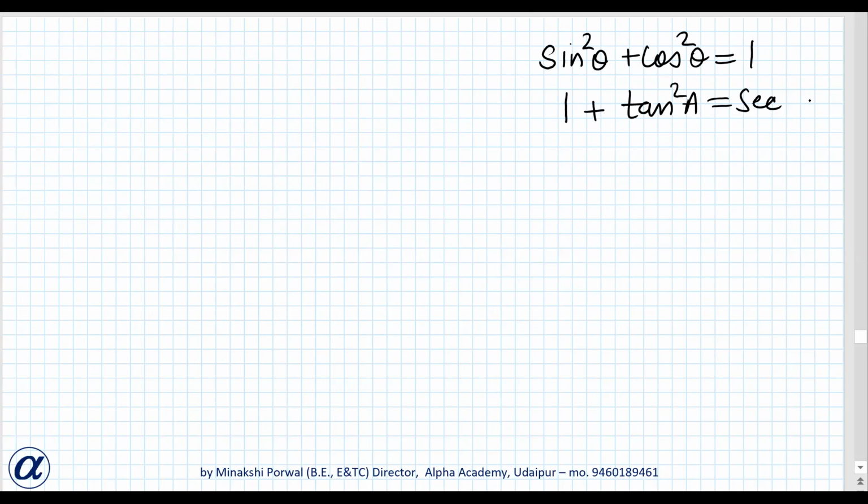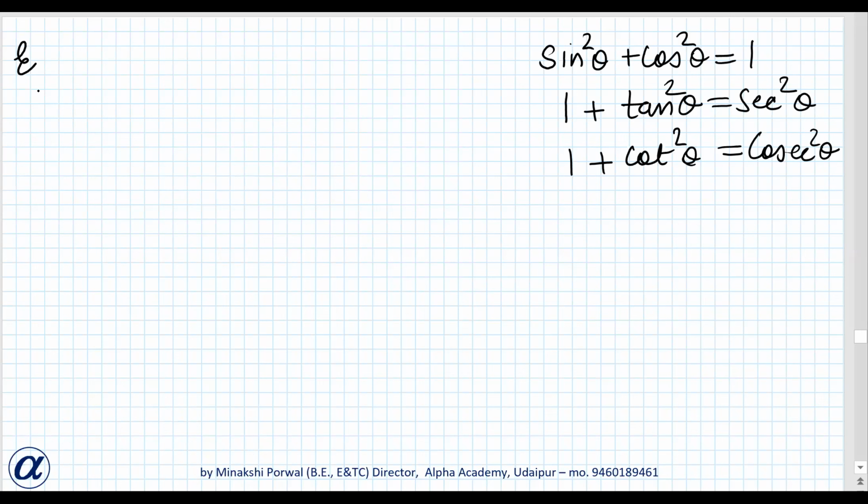Okay. So first is sin square theta plus cos square theta equals to 1. Next is 1 plus tan square theta equals to sec square theta. You can also write it the other way, sec square theta minus tan square theta is 1, that is also correct. And 1 plus cot square theta equals to cosec square theta. So these are the 3 trigonometric identities, and our fourth exercise is based on these only.